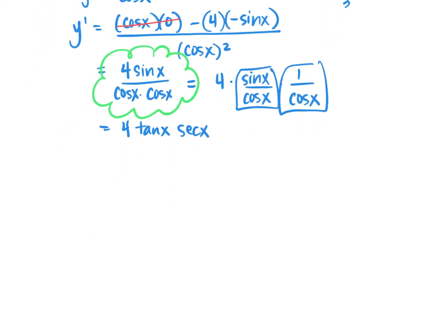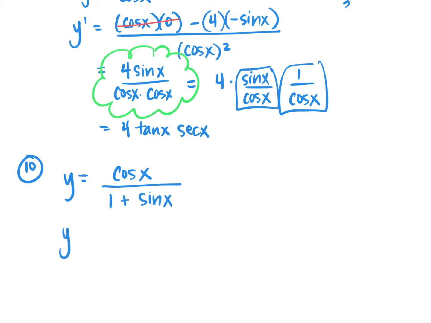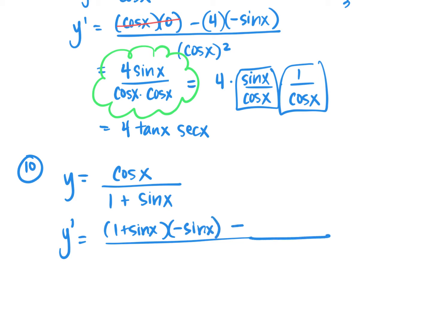Okay, so 10 is going to be similar. It's going to be a quotient rule again. This time the numerator is the cosine of x, and the denominator is 1 plus the sine of x. If we take the derivative, you start with 1 plus sine of x, times the derivative of cosine, which is negative sine, and then minus, let me extend this a little bit further, the cosine of x times the derivative, which is 0 plus cosine of x. And then you're going to want to clean that up.